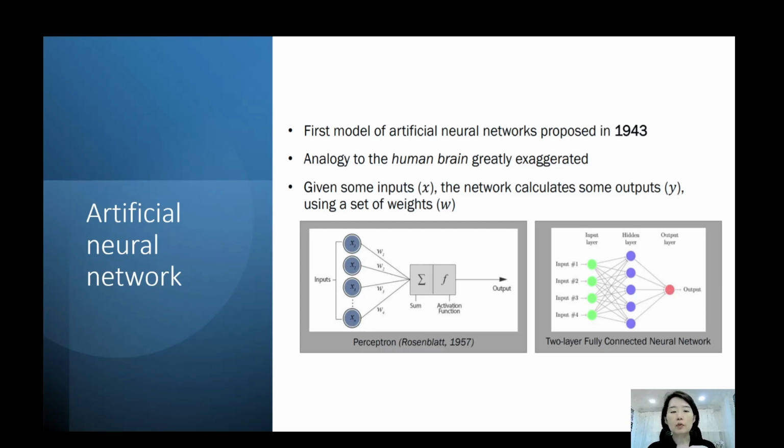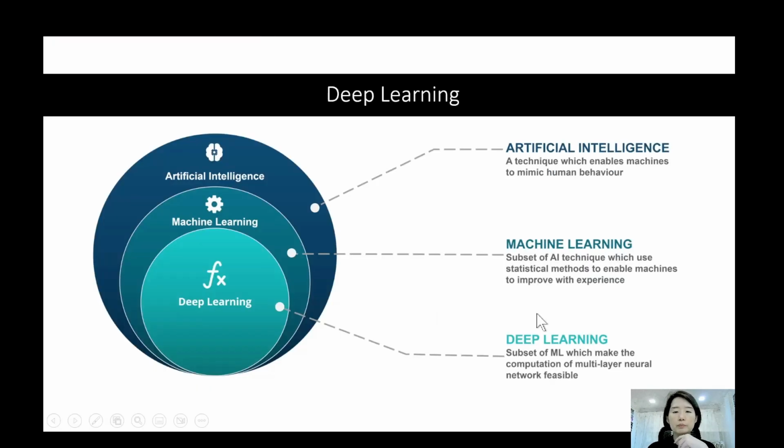Okay, artificial neural network is the first model. The first model of artificial neural network was proposed in 1943. It is an analogy to the human brain, which is greatly exaggerated. So you will be given a set of input and then calculate it and produce the output using a set of weights on the features and on the input. Then you will see the different layers in the neural network, just like your human brain works layer by layer, filtering out.